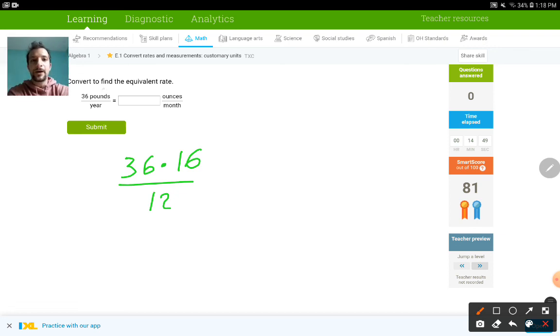So pounds and ounces were at the top, and I knew that this would give me 16 times more numbers. So I put 16 at the top of this fraction, and then from year to month, I will end up with 12 months for every year, but this time it's in the denominator. So that's why I put that 12 in the denominator. So once I do this math, this would be 3 times 16 is 48. So the answer for this question would be 48 ounces per month.